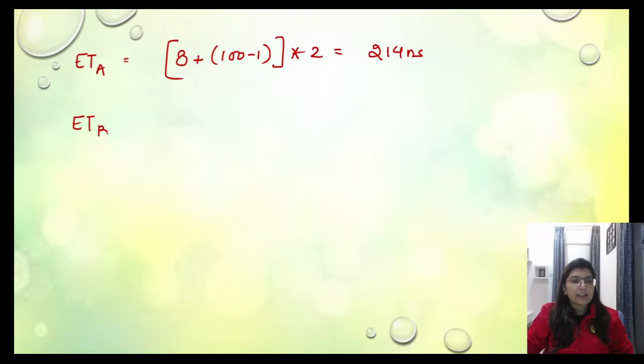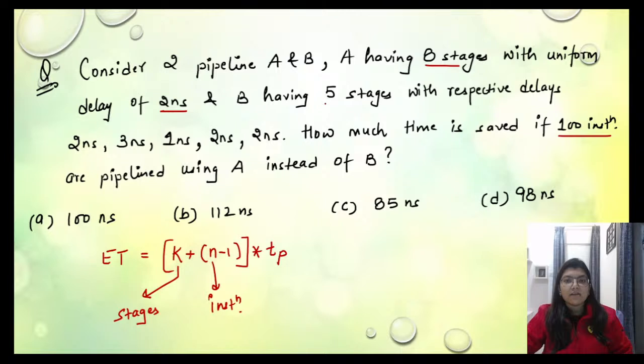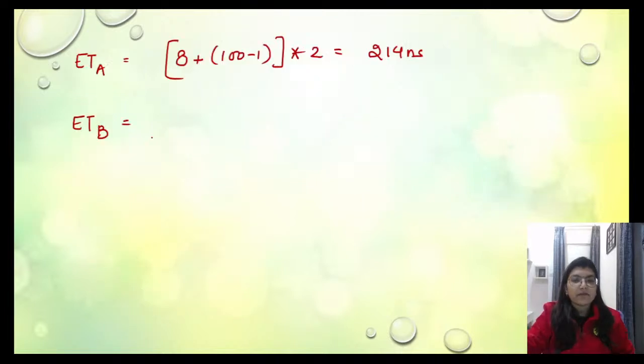Then we have the execution time of B. Again, same formula. How many stages do we have? 5 stages for B, and the delays are different: 2, 3, 1, 2, 2. I have told you that when we have different delays, what will be the value for the delay for pipeline B?